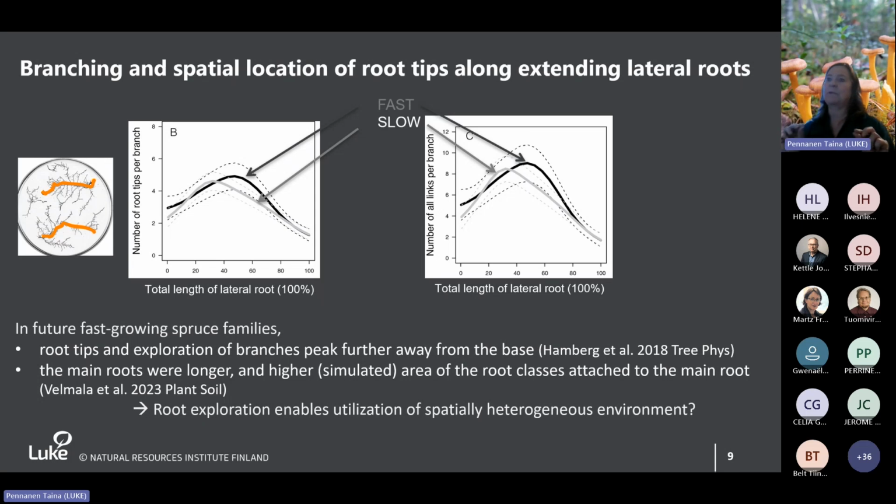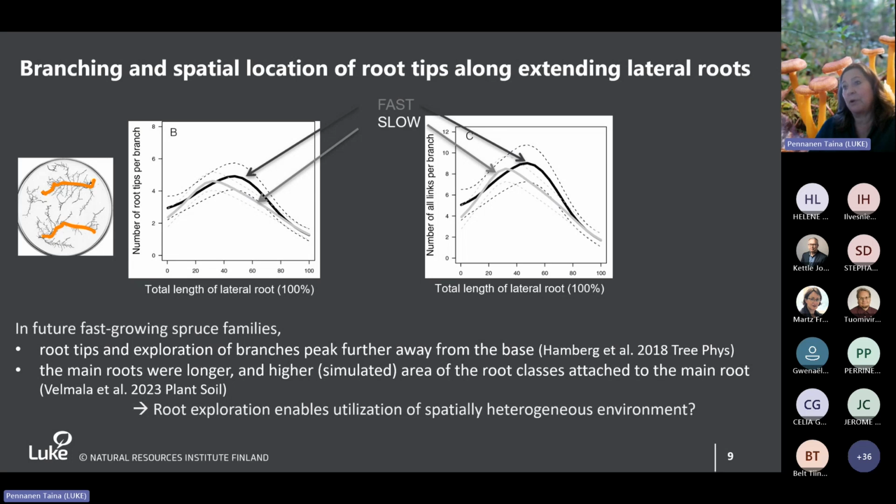Here's a picture from the first experiment in 2018. I present the results so that the lateral root is extended along the x-axis, and then you calculate the root tips or number of branches along that lateral root. There was a systematic difference between the fast and slow growing origins: in the future fast growing ones, the root tips and branches peaked further away from the stem. So the root structure of the future fast growing ones seems to be more explorative.